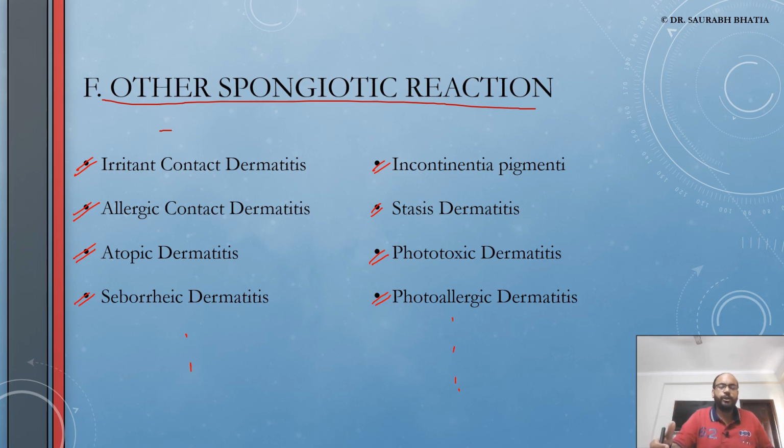So look at this, a bit hazy, but good enough histopathology of pityriasis rosea. Okay. And here you can see the parakeratotic mound. Mound means a small hill. Okay. So a hill of parakeratosis.